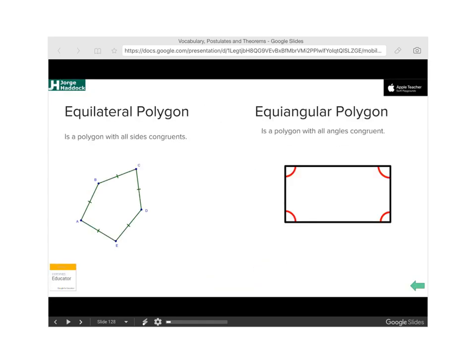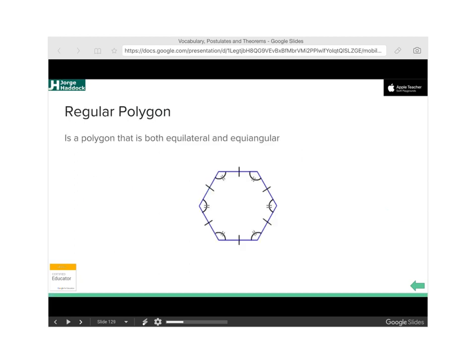An equilateral polygon is one that has all its sides congruent, and an equiangular polygon is one that has all its angles congruent. And one that has both of them is a regular polygon. So again, a regular polygon is both equiangular and equilateral.